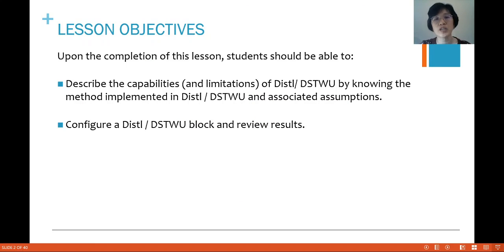Upon the completion of this lesson, students should be able to first describe the capabilities and also the limitations of the shortcut methods like Distill or the STWU by knowing the method implemented and associated assumptions in these models. Secondly, students should be able to configure a shortcut model like the Distill and STWU blocks and review the simulation results.